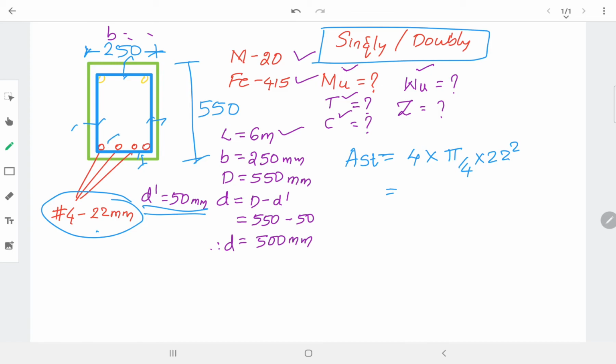What is the area of one bar? If it is a circle, the area of a circle is pi by 4 d square, and there are 4 bars. So the total area of these bars is 1520.53 mm square.